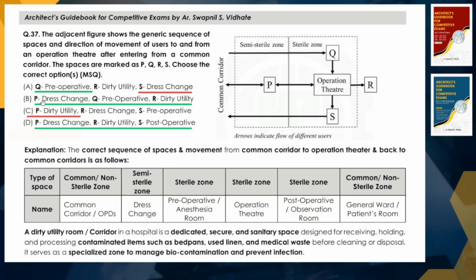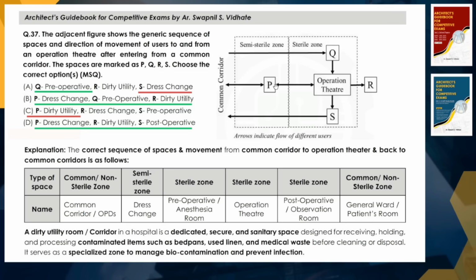So let's focus on the options. Option A says Q is the pre-operative. Like I have just discussed, Q is correctly mentioned as the pre-operative room, which is a sterile zone. R as the dirty utility is the correct one. Now they are saying S is the dress change. S cannot be the dress change. It is the post-operative room, right? P is the one which correctly shows the dress changing room. So option A cannot be the correct one.